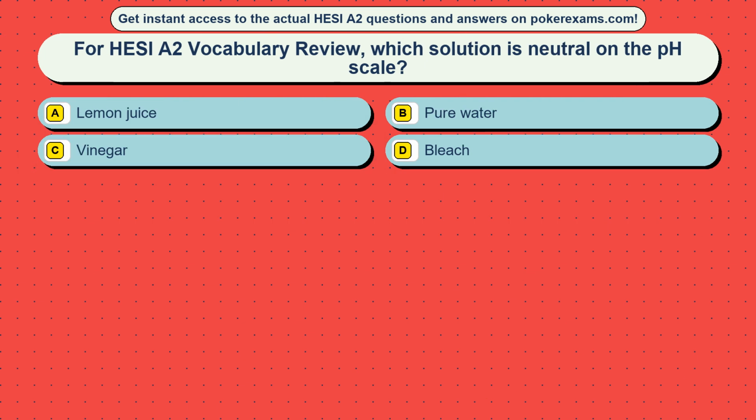Question 12. For HESI A2 Vocabulary Review, which solution is neutral on the pH scale? Option A, lemon juice. Option B, pure water. Option C, vinegar. Option D, bleach.